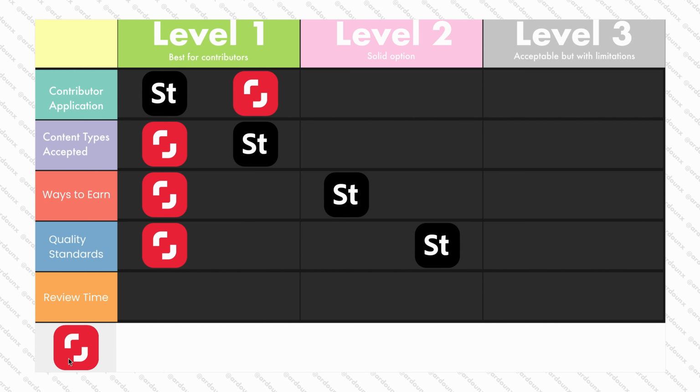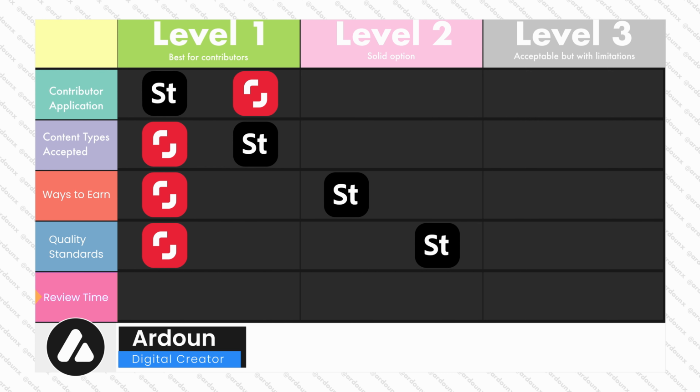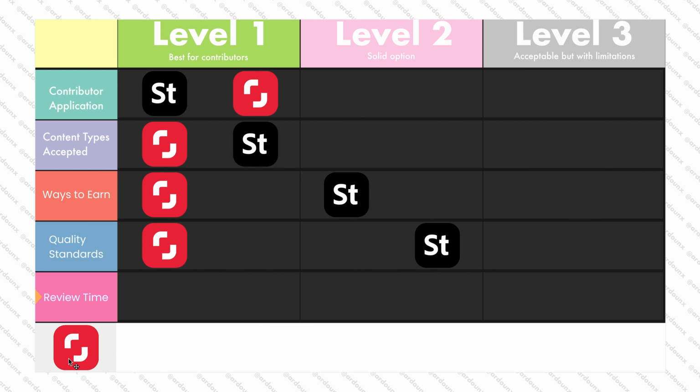Lastly, let's talk about how quickly your content gets reviewed. Both Shutterstock and Adobe Stock typically get your submissions reviewed in about 1 day or 2 days. That speed is awesome for keeping your momentum going. So, I put review time at level 1 for both, because fast review means you can move on to more uploads and start earning sooner.